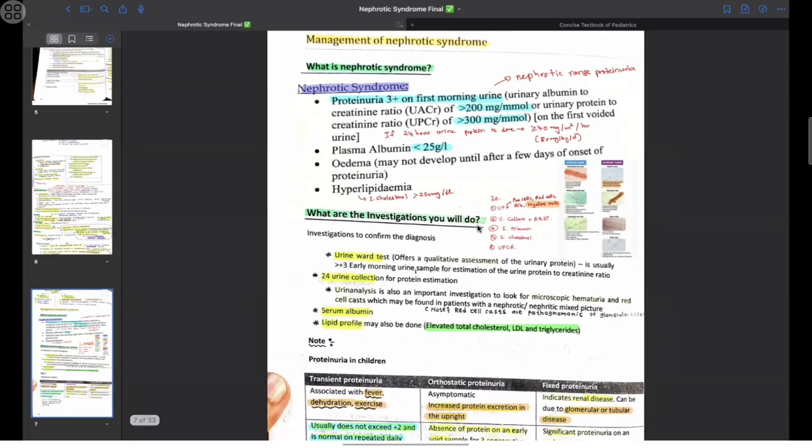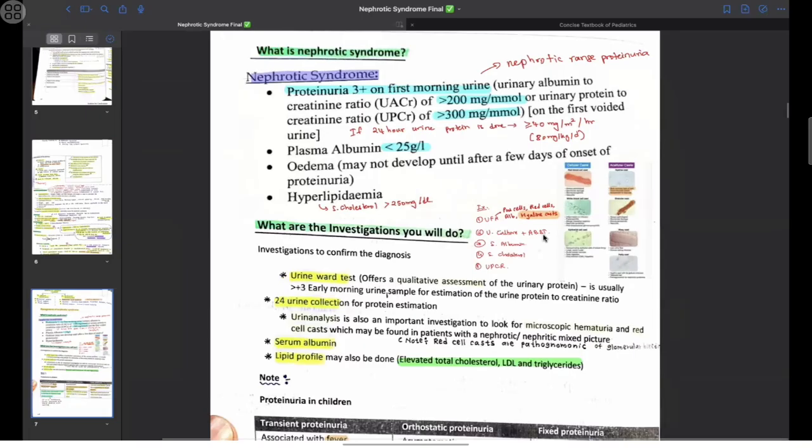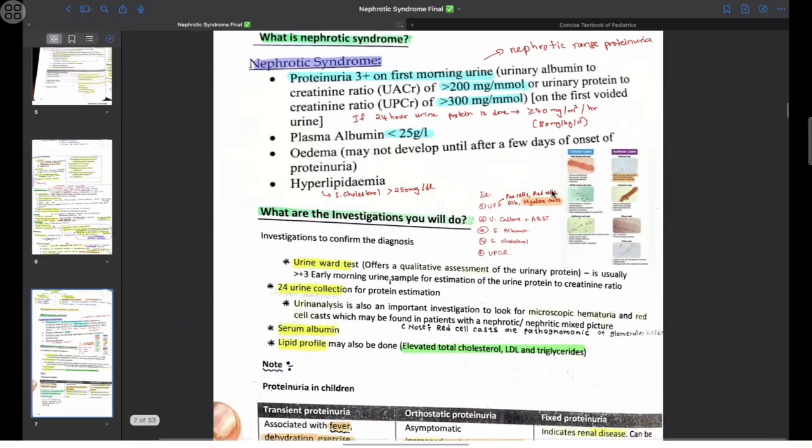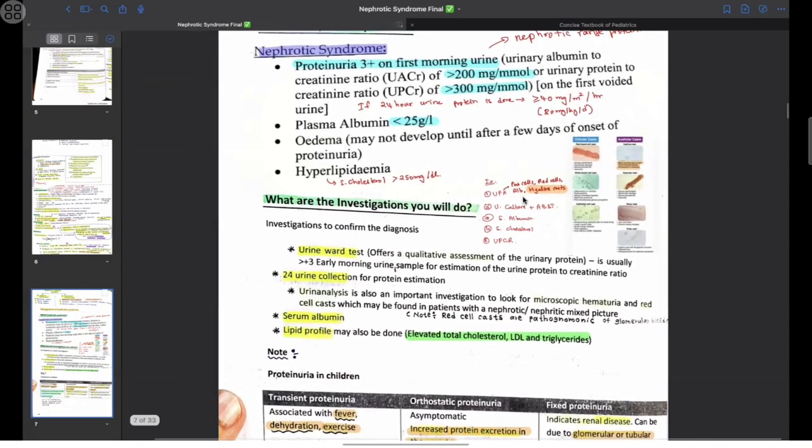Then what are the investigations you're going to do? When it comes to investigations, remember you're going to look at the UFR. So in the UFR, you're going to look at the pus cells and the red cells, and you can look at the albumin in the UFR, and you can check for your hyaline cast. So if they ask you what are the casts that can be found in nephrotic syndrome, it is the hyaline cast. And then instead of that, you can do your urine heat test as well, that you know how to do.